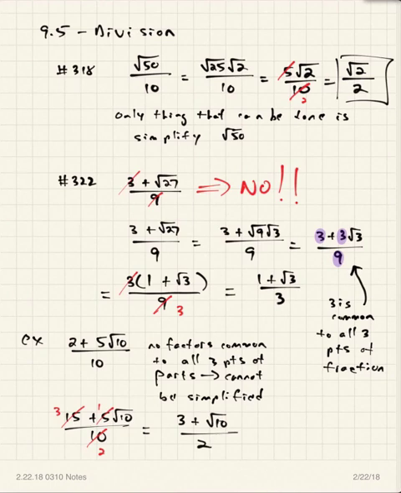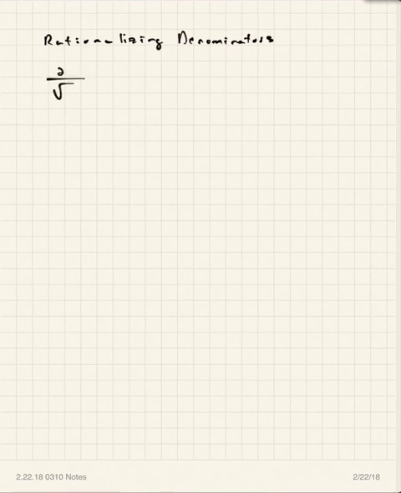All right, so the last thing we want to talk about, and it's going to take us a little bit to get through this, is what we call rationalizing denominators. And this is the deal here. If you've got 2 over the square root of 3, something like that, the square root of 3 is an irrational number.